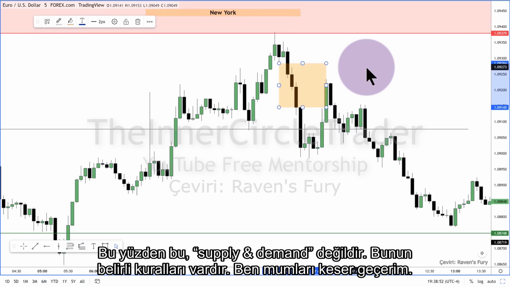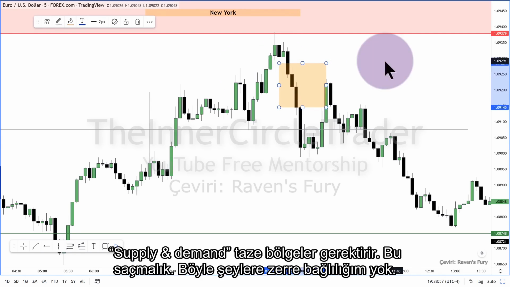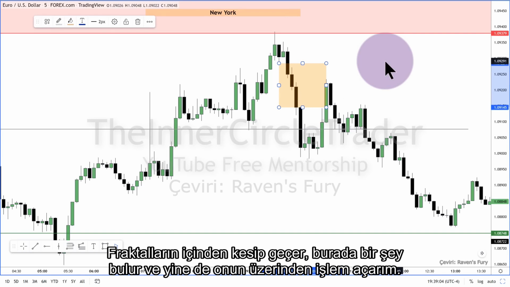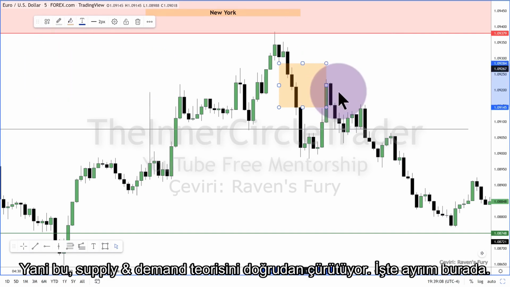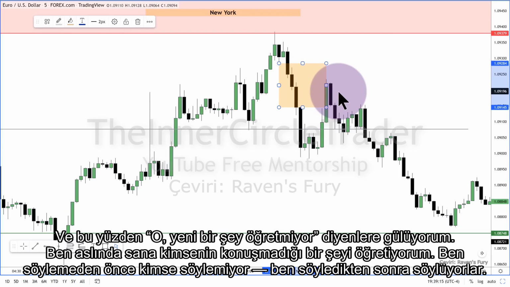That's why it's not supply and demand. Okay, there are specific rules. I'm going to cut through candles. Supply and demand requires fresh zones. Okay, that's nonsense. I have no affinity for anything like that. I'll cut through fractals and go through and find something over here and still trade on it. So that violates the supply and demand theory right there. So that's the distinction and why I laugh at people that say, oh, he's teaching really nothing new. I'm really teaching you something that no one's talking about.